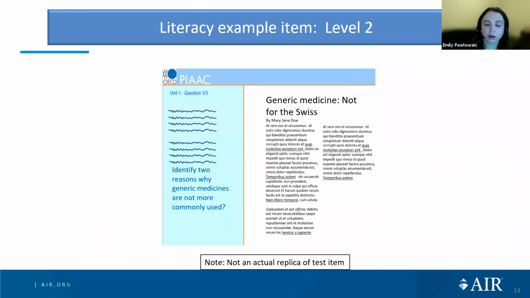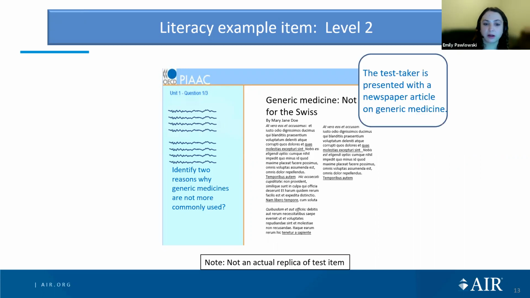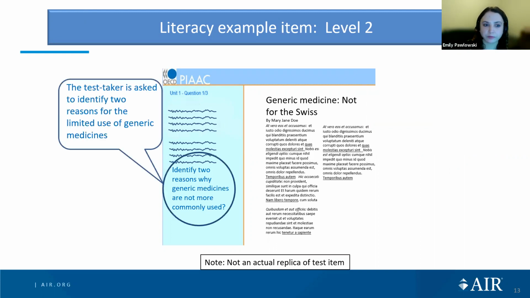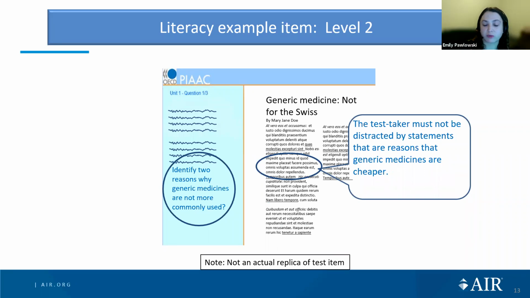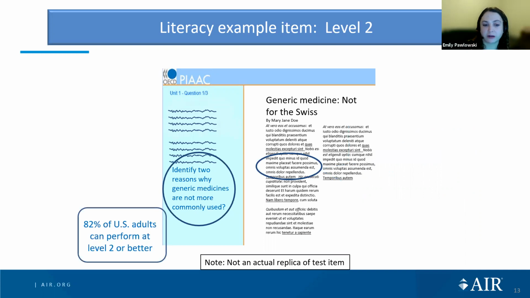So this is a little bit more difficult item. It's a level 2 literacy item. And here the test takers are presented with a newspaper article on generic medicine, and they're asked to identify 2 reasons for the limited use of generic medicines. Here they need to identify the 2 reasons that are explicitly identified in the text. And there are more distractors here, and they have to not be distracted by reasons that generic medicines are cheaper. And around 82% of US adults can perform at level 2 or better.